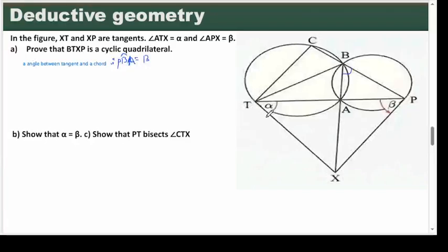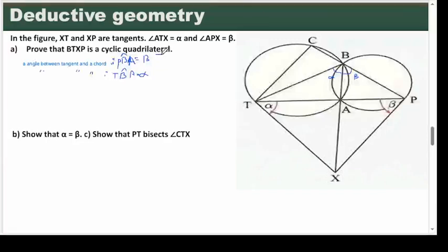So if I subtend the chord with the alternate segment, here it would be alpha. So I use the same theorem and write TBA, this time TBA equals alpha. So the angle CBA equals alpha.